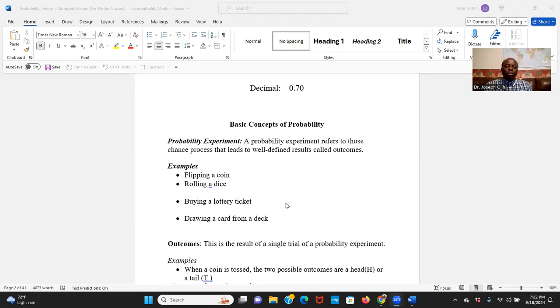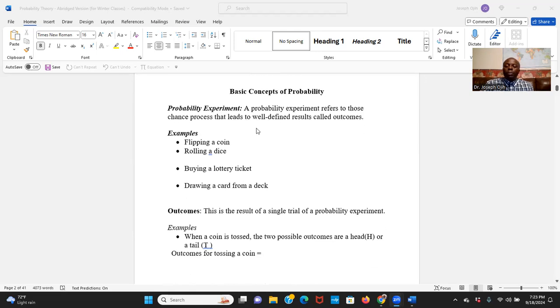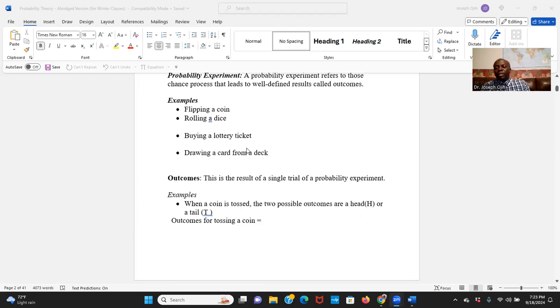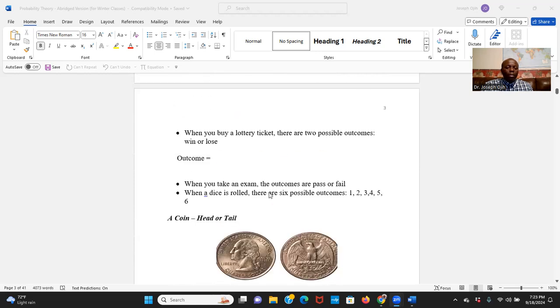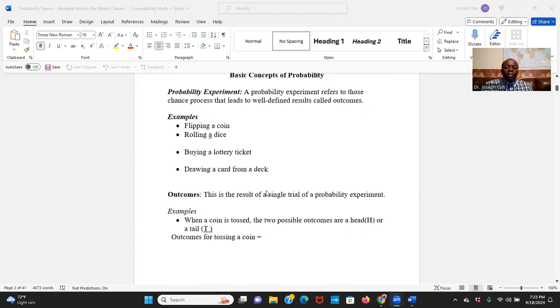Under this, we'll be looking at the first concept, which is probability experiment. Simply put, a probability experiment refers to those chance processes that lead to well-defined results that we call outcomes. For example, flipping a coin is a good example of a probability experiment. If you flip a coin, you can land head or tail. How about dice? I'm referring to this 6-sided dice.